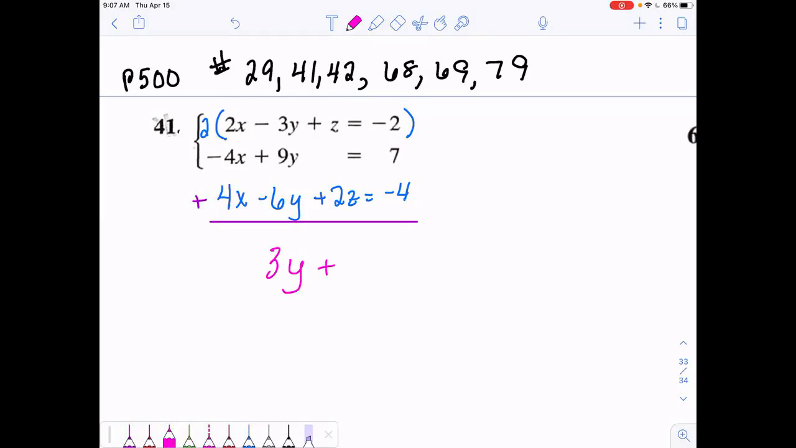Three y plus just z. Did I? Oh. Yeah. And you said equals 3. There we go.